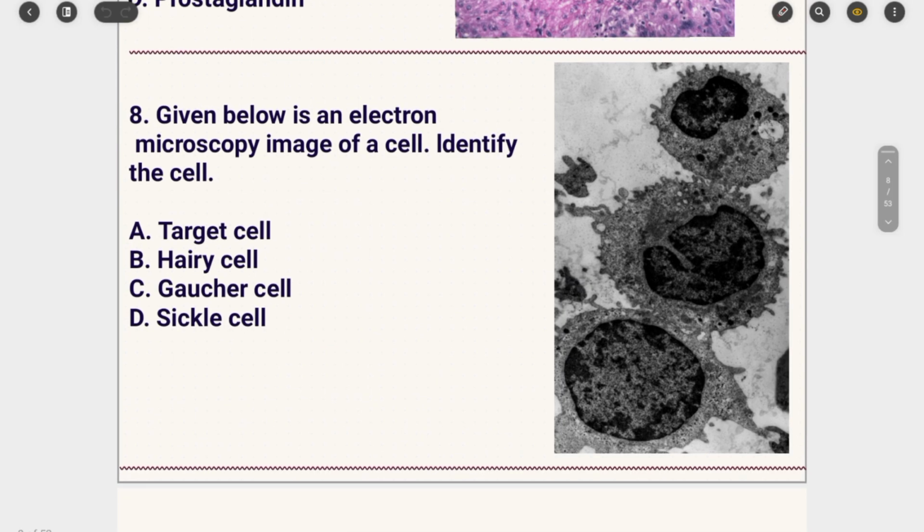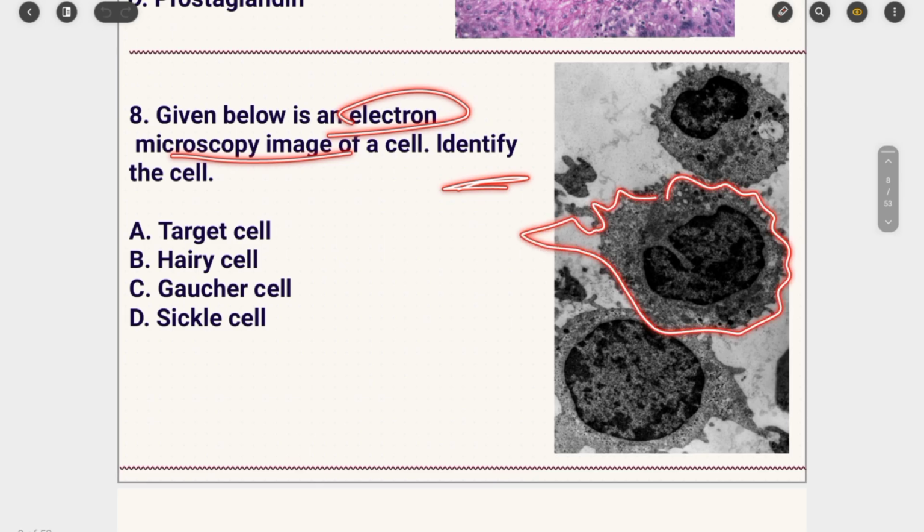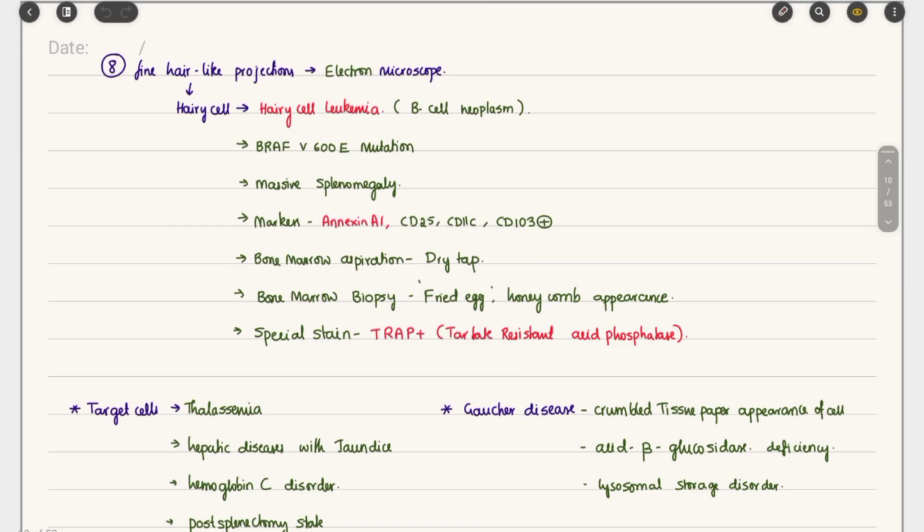Yes. What is this? Electron microscopic image is given. Identify the cell. What is this? These are the hairy cell. What is this? Fine hair-like projection in the electron microscope is the hairy cell, which is seen in the hairy cell leukemia. Can you tell the key points of hairy cell leukemia? That is BRAF V600E mutation. We have already learnt BRAF V600E mutation is seen in Langerhans cells histiocytosis. Massive splenomegaly is seen.